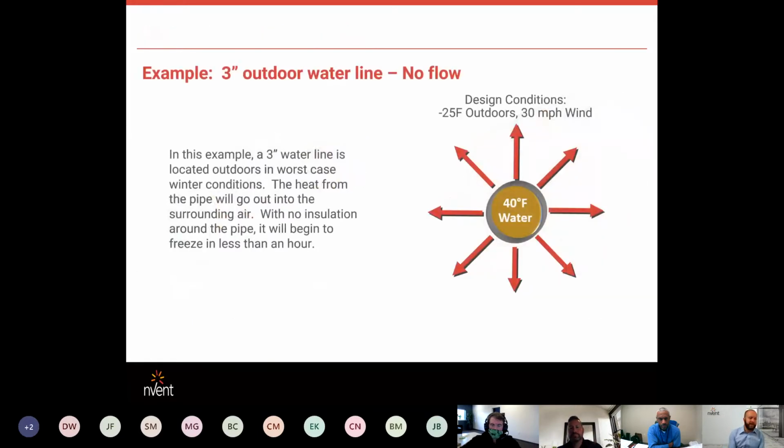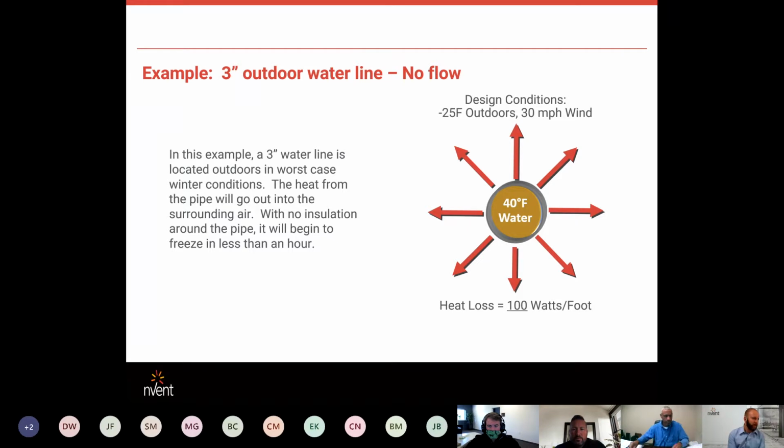So we're going to get into a little example just to confirm and hammer home the idea of how heat tracing is designed and how it typically is used. If you look at, for example, this 3-inch diameter metallic pipe. It is outdoors, and we will design on worst case scenarios. So we'll say it's outdoors, it's minus 25 degrees Fahrenheit, and the wind is blowing at 30 miles an hour.